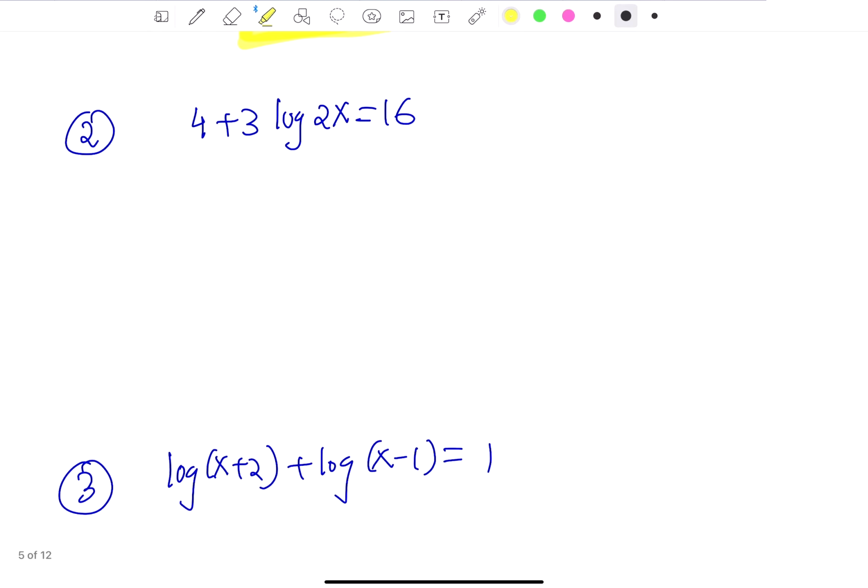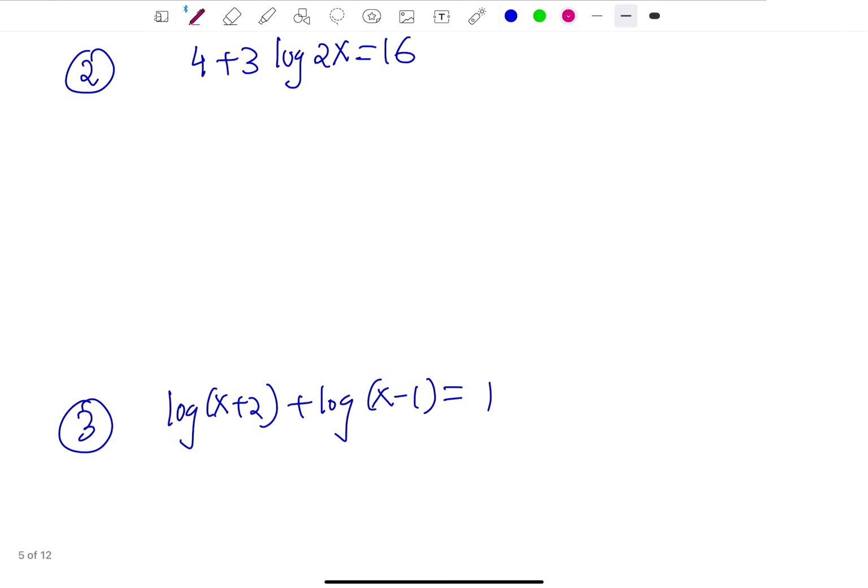Next problem, we have log on one side only. So I'm going to isolate that log and then write the corresponding exponential equation. 16 minus 4 is 12. Now go ahead and divide both sides by 3. So it comes out to be equal to 4. Now, when the base is missing, when we don't see a base for a log problem, the base is 10 in that case. So there's a hidden base 10 here.